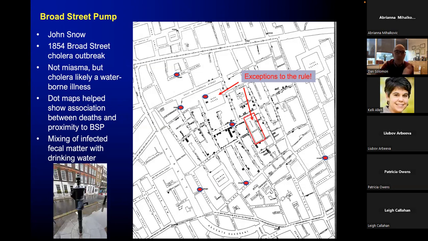And again, if you're walking around London, you can see the Broad Street pump. It still exists, obviously without the handle. John Snow famously took the handle off the Broad Street pump, and the cholera outbreak slowed down.